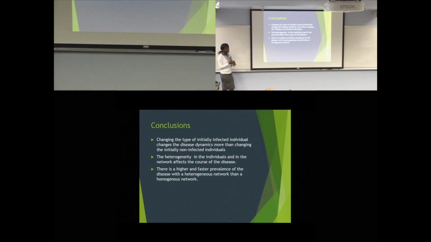Okay, so from all the data sets we have, we came to the conclusion that changing the disease status of the initially infected individual changes the disease dynamics more than changing the disease status of the initially non-infected individuals. We also saw that there's a higher and faster prevalence of the disease with a heterogeneous network than a homogeneous network. And the heterogeneity in the individuals and in the network affects the course of the disease. From that the farmers can have an idea of the time to vaccinate the susceptible individuals or possibly isolate the infected individuals.